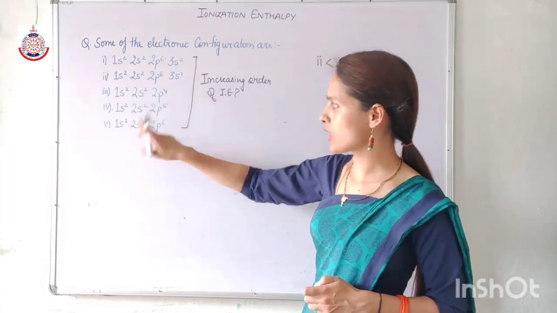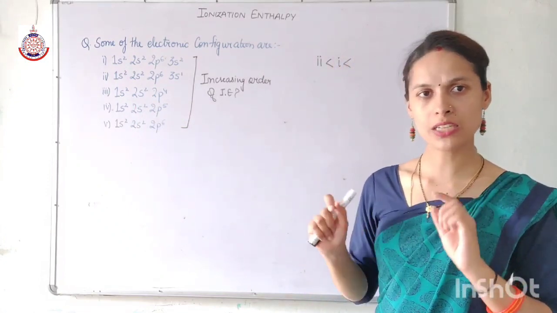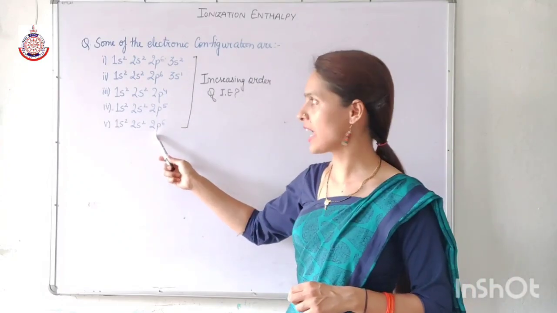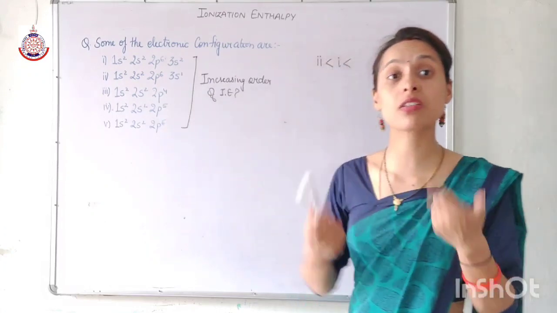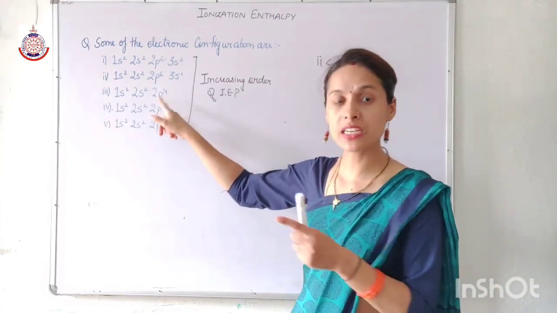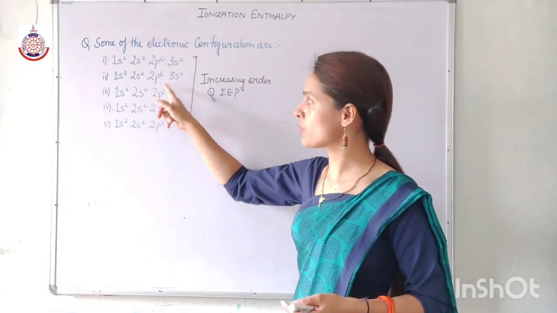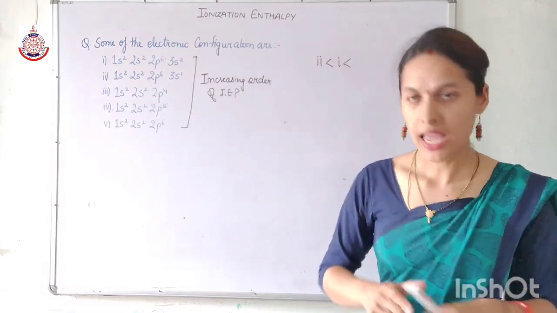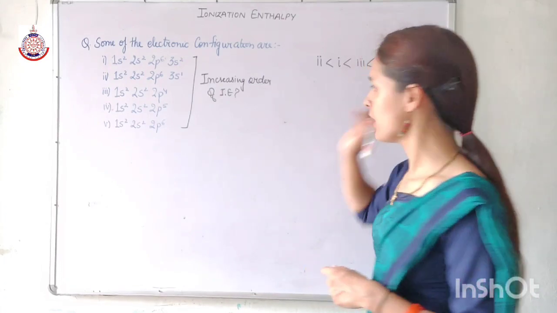Now out of third, fourth and fifth, the outermost subshell is 2p. In this I have 2p4, in this I have 2p5, and in this I have 2p6. Now if I remove one electron from the third, it becomes 2p3, which is more stable. So it releases the electron more easily as compared to these two, because after removing one electron, it gets converted into 1s2, 2s2, 2p3, and therefore its ionization enthalpy is less than that of the 4th and 5th.